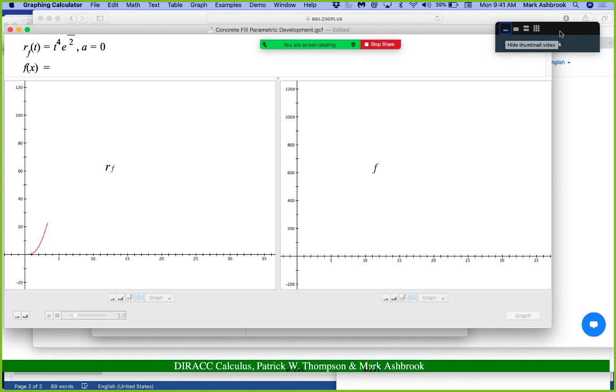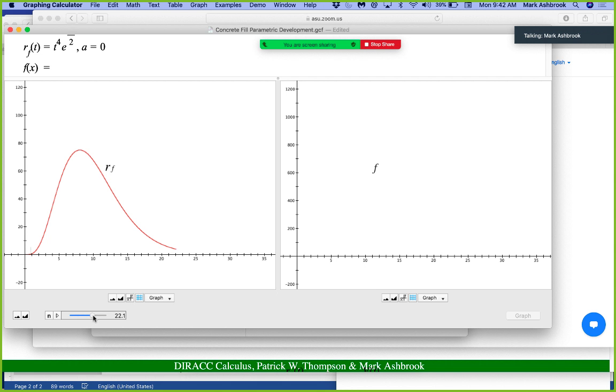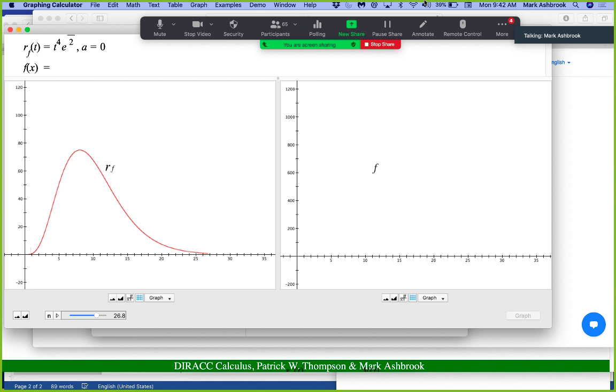This is the rate of change of concrete as it's being poured to fill a concrete floor in a building. Okay, so let's move a little slow here, so I'll just do it manually. So what we have is time in seconds here. So the x-axis unit is time in seconds.